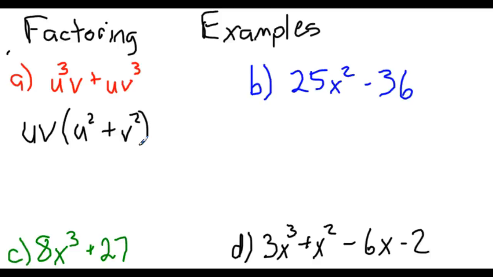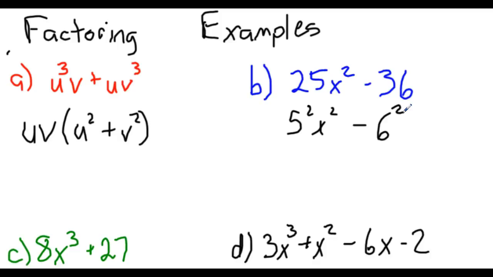In part B, we have 25x squared minus 36. This is our difference of squares. We need to do a little rewriting with our first term, 25x squared, so that we can easily see how this becomes a difference of squares. So we know 25 is the same as 5 squared, and we still have our x squared, minus 36 is the same as 6 squared.